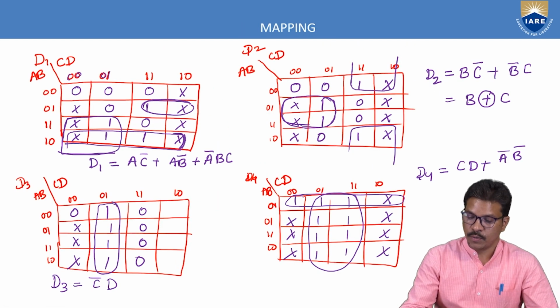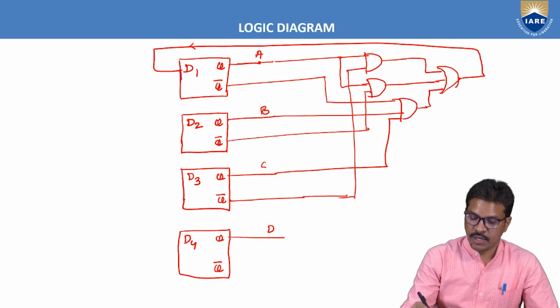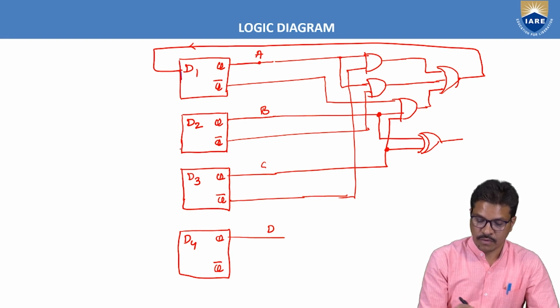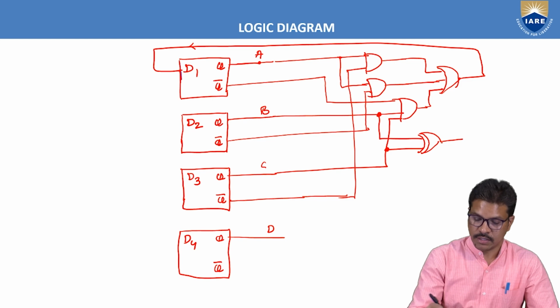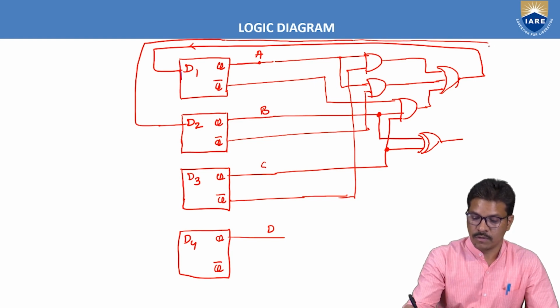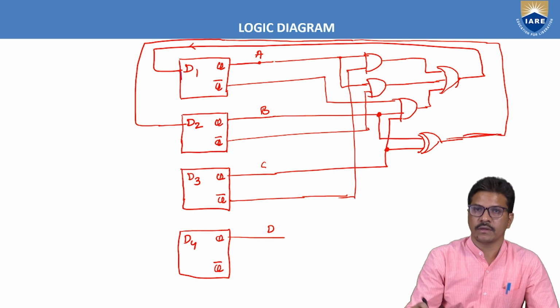Next D2 is equal to B XOR C. This is B, this is C, exclusive OR. You can connect the exclusive OR. This D2 is connected back to the D2 input. We can take the path to the D2. D2 is this one path.